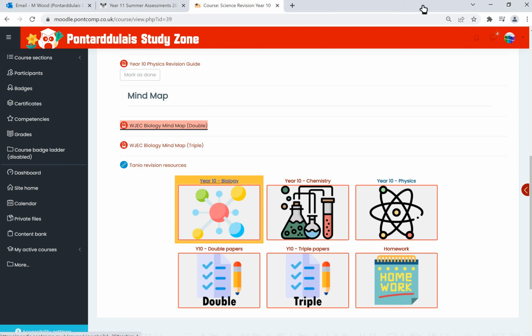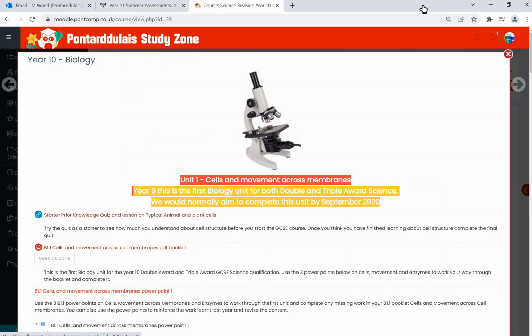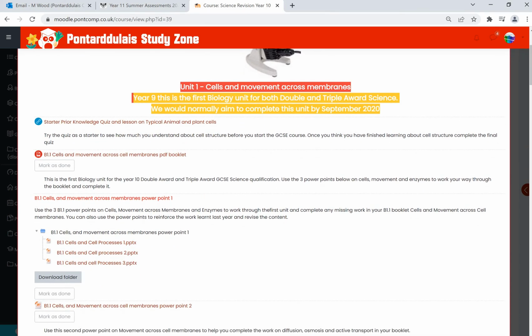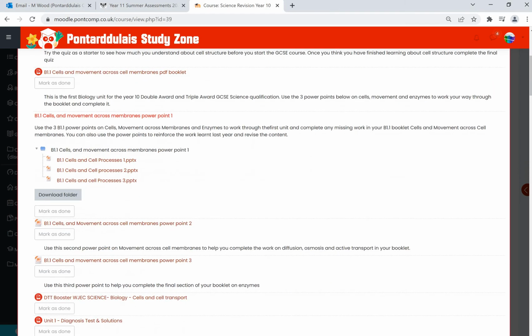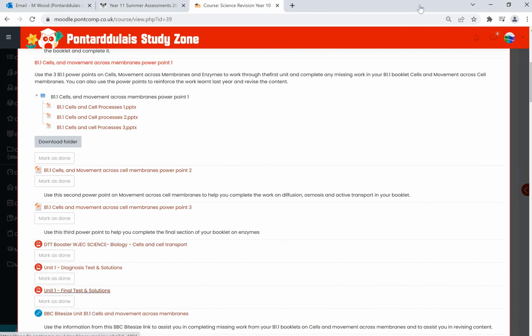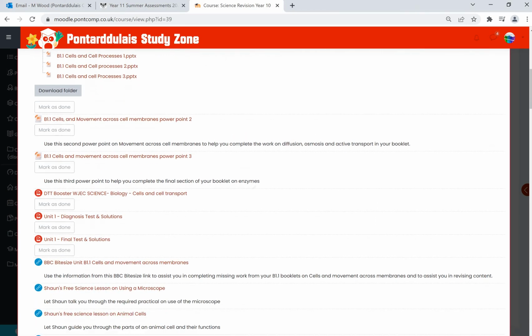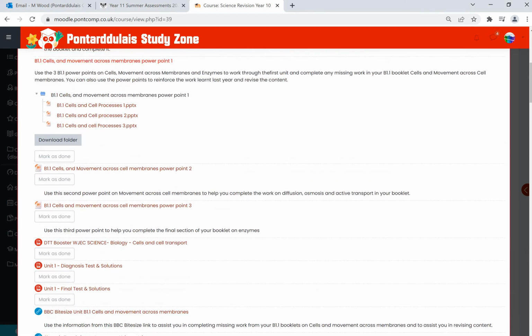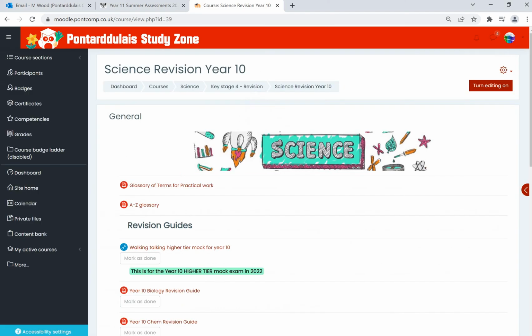If we click on the Year 10 biology, chemistry or physics, these literally have many resources on here that you can use to revise from. There are the PowerPoints that I use in the lessons. There are these boosters, diagnosis tests and final tests and solutions for each separate unit. There's a lot of links. They've all been put here especially for you to use, for BBC Bitesize, Sean's free science lessons as well. People find those useful, the fact that they're all in one place.